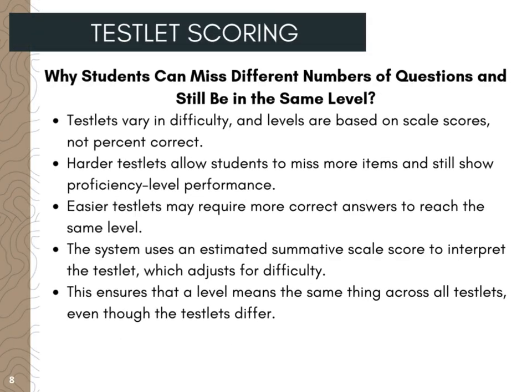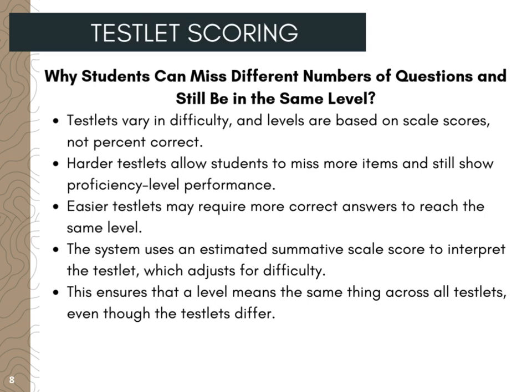With this move, a few questions have come up. First of which is, why can students miss a different number of questions and still be in the same level? And the answer is very important. Testlets vary in difficulty, so performance levels are based on scale scores, not raw percent correct. This means that a more difficult testlet allows students to miss more questions and still demonstrate proficiency level performance. An easier testlet may require more correct answers to show the same level of evidence.